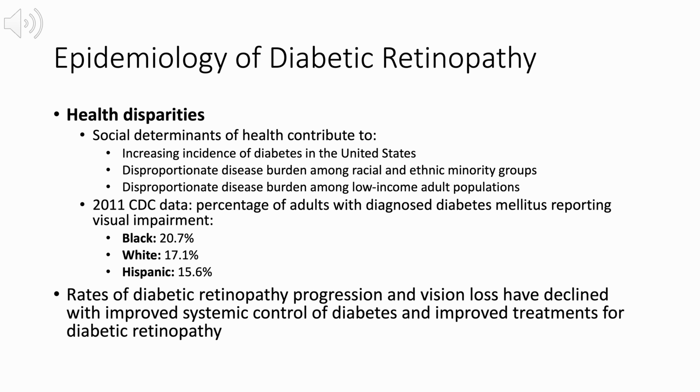Now, on a more encouraging note, there is genuine good news embedded in the epidemiology. Rates of diabetic retinopathy progression and vision loss have declined over time, and that decline is attributable to 2 parallel advances: improved systemic control of diabetes and improved treatments for diabetic retinopathy itself. Hold on to that dual theme because it recurs throughout this entire lecture. Every management discussion we have today has 2 halves: what we do to the eye and what happens systemically to the patient. Neither works as well alone.